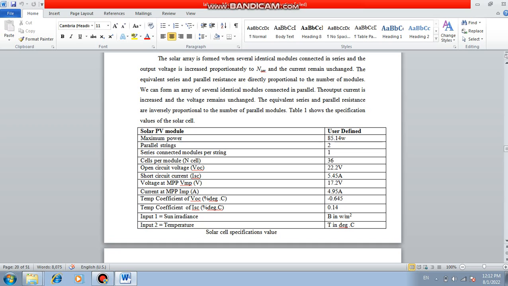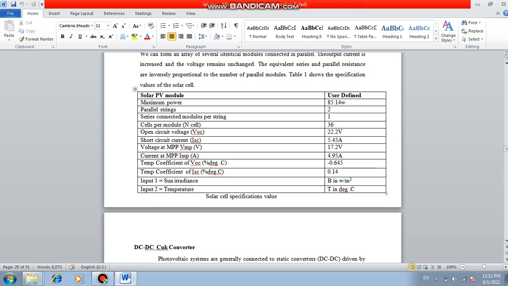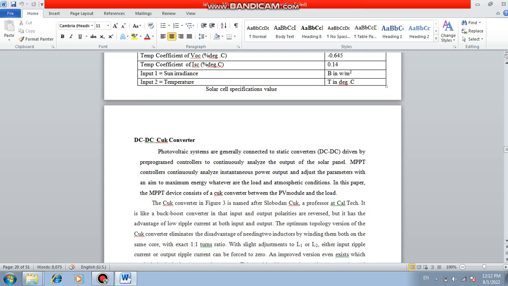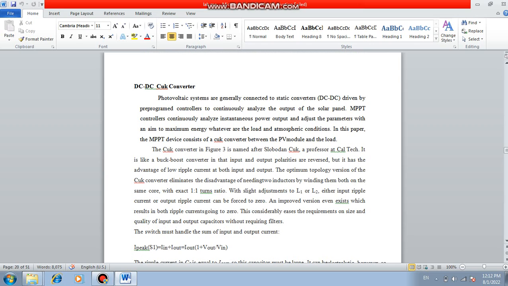Then the sun irradiance, in watts per meter square, and the temperature, in degrees Celsius. These are the two inputs to the solar cell, the irradiance and the temperature. For this conversion, between the solar panel and the load, I have used a converter, a DC to DC buck converter. A buck-boost converter can be used as step up or step down, depending upon your application.